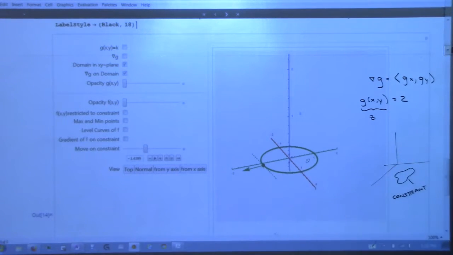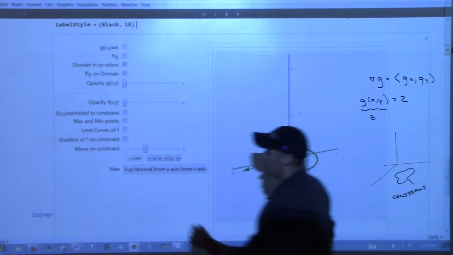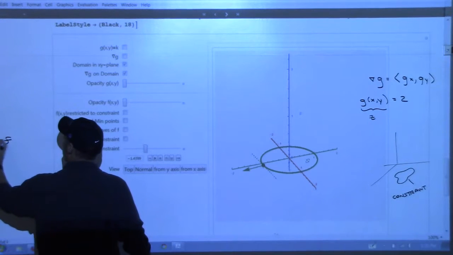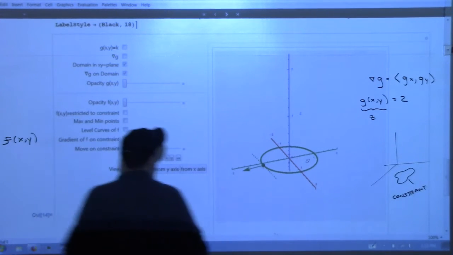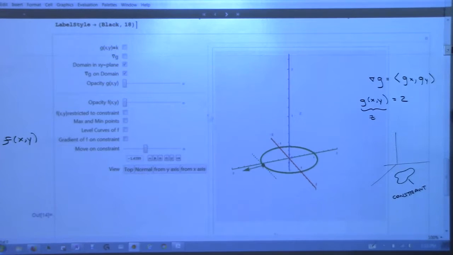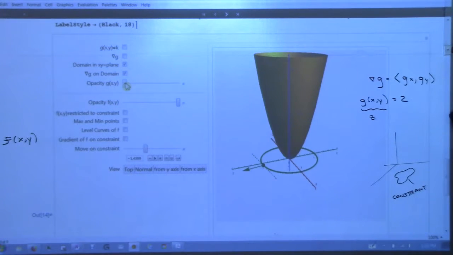Okay, now let's take some other function, f of x, y. Some completely different function. Now, when I put it up here, it's going to look kind of like g, but it's not. So here's this new function. Now that's not g, here's g. G's that one, there's f, all right?